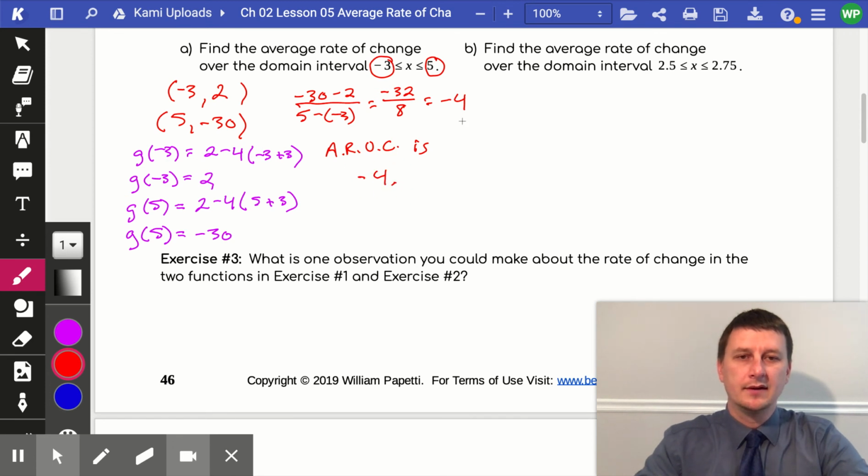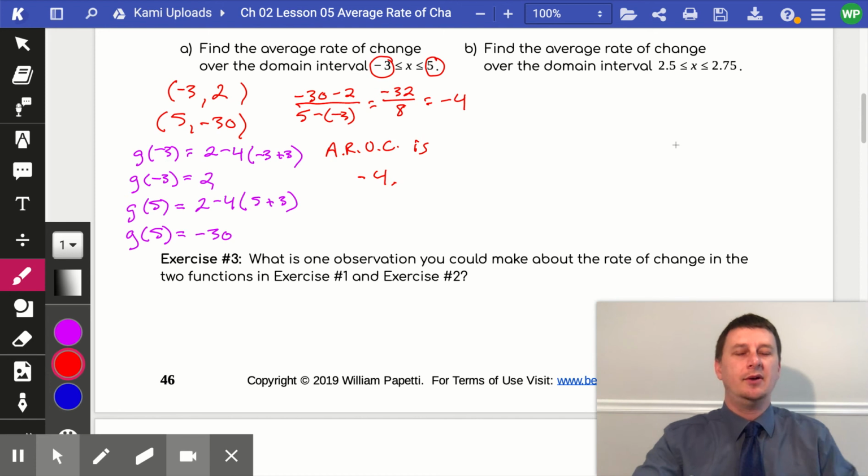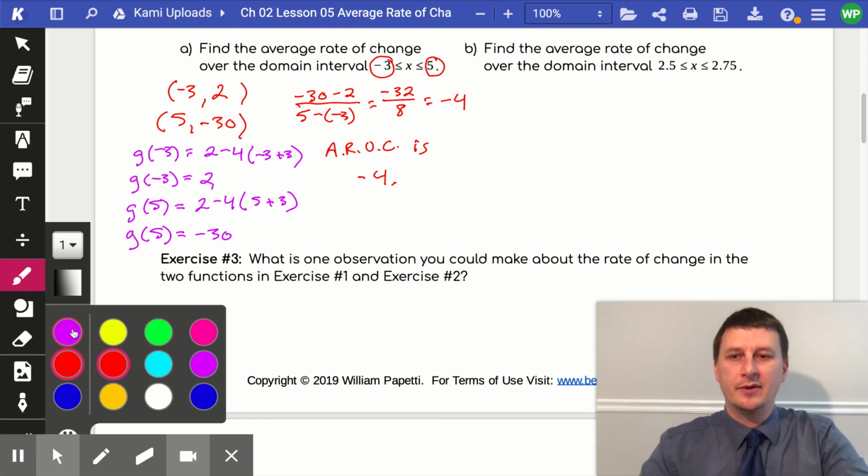Okay. Find the average rate of change over the domain interval. Okay, so now we have decimals that we want to find.